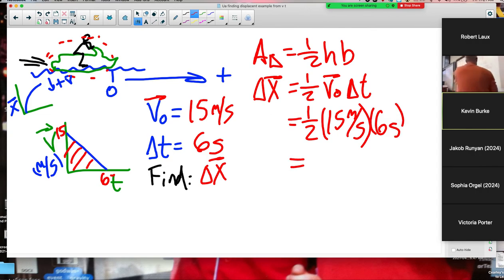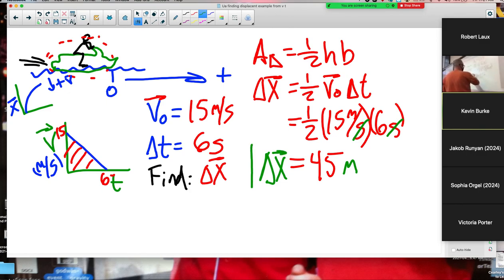So, I need to do some mental math now. What's half of 6? 3, and 3 times 15 is? 45. And let's take a look at the units. We have meters per second times seconds, which is? Seconds cancel out, so we just end up with meters, which is our displacement. Are meters the right kind of units for displacement? That's one of the reasons we want to carry these units out.